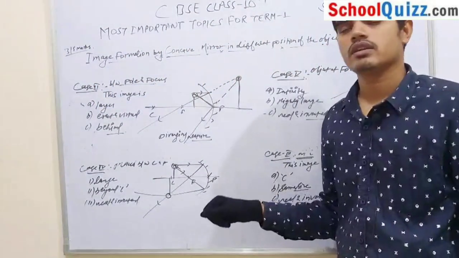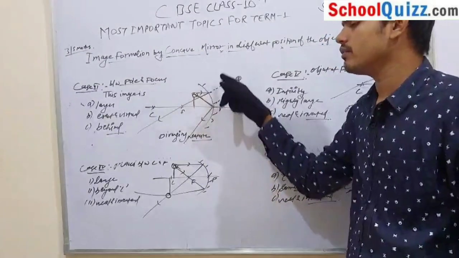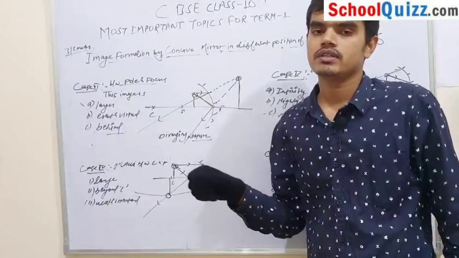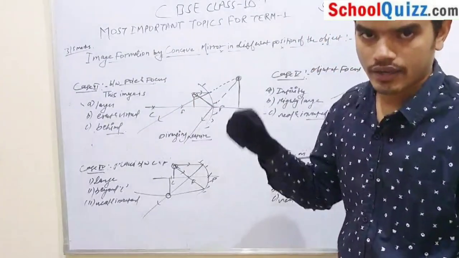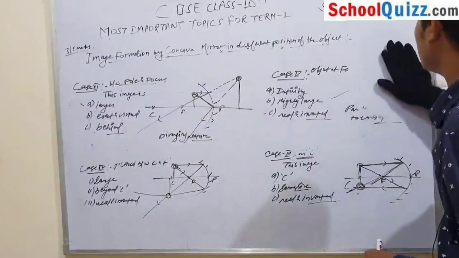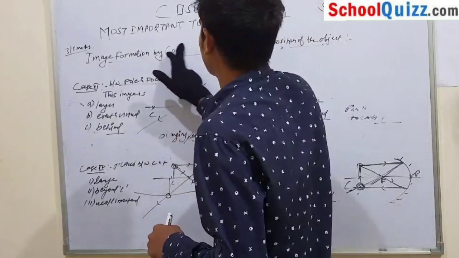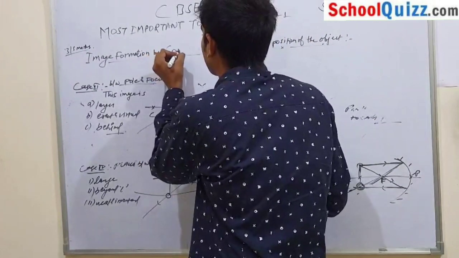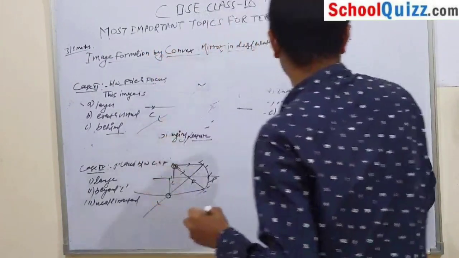Your all 6 cases of image formation by concave mirror are completed, and I suggest you please watch this video again and again, so that your concept will be cleared. Now our next topic is image formation by convex mirror.